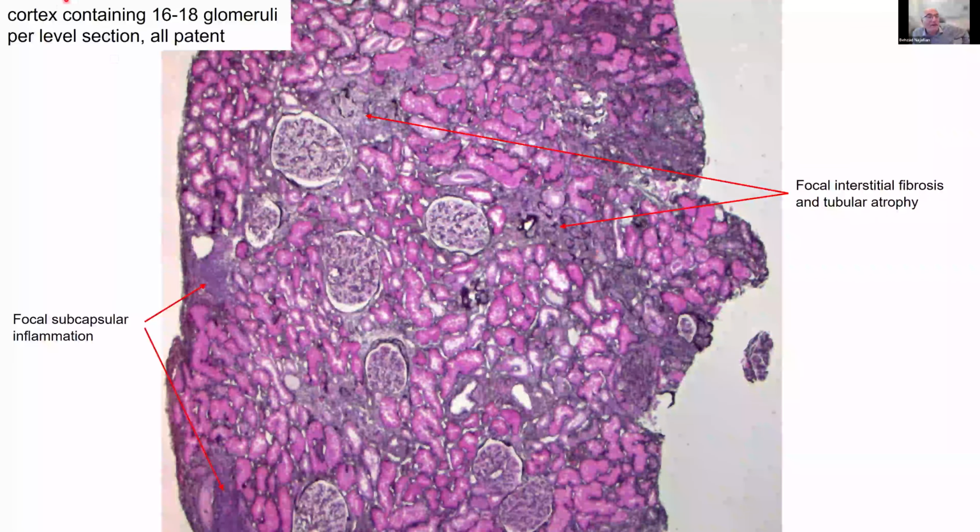As you can see, there are some areas. This is Jones methenamine silver stain, right? So areas that have more collagen and fibrosis, they look more black. So in these areas, we have focal interstitial fibrosis and tubular atrophy. Well, in the subcapsular area, sometimes we have more chronic injury as well. Also, we have a couple of subcapsular inflammatory infiltrate.